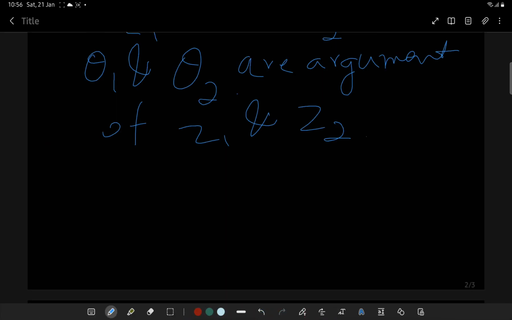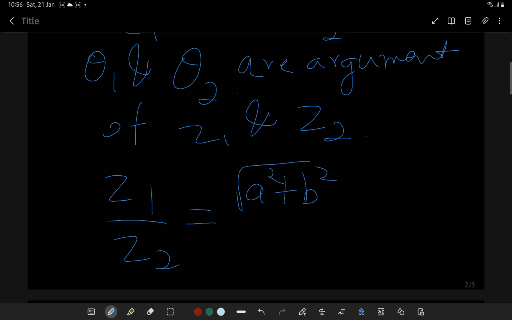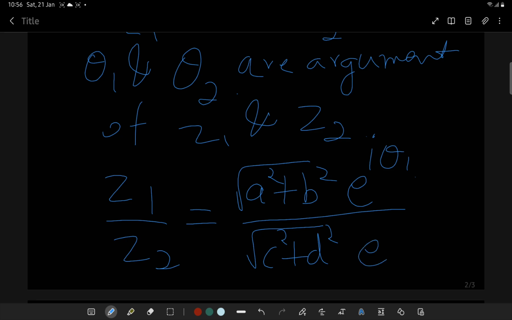Now we can write z1 by z2 using the previous formula. z1 is root of a square plus b square, let the argument be theta 1, e power i theta 1, divided by root of c square plus d square e power i theta 2. I have given the argument formula already, so next we can simplify using the law of exponent.